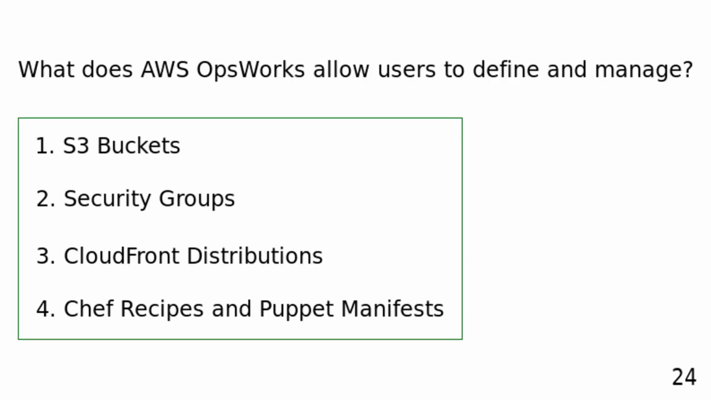What does AWS OpsWorks allow users to define and manage? S3 buckets. Security groups. CloudFront distributions. Chef recipes and Puppet manifests.